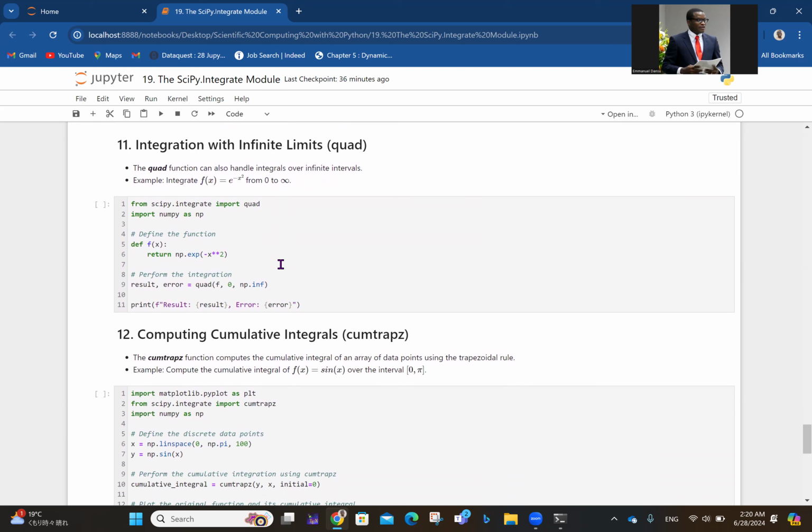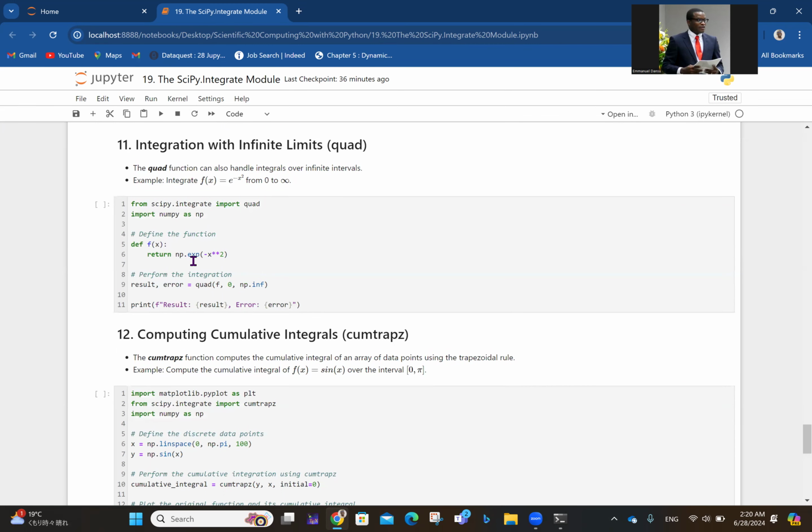So let's talk about integration with infinite limits, still using quad. The quad function can also handle integrals over infinite intervals, like moving from 0 to infinity. So let's integrate f of x equals e to the minus x squared. I think this is called the Gaussian function or something like that, I'm not sure now. So import quad again.